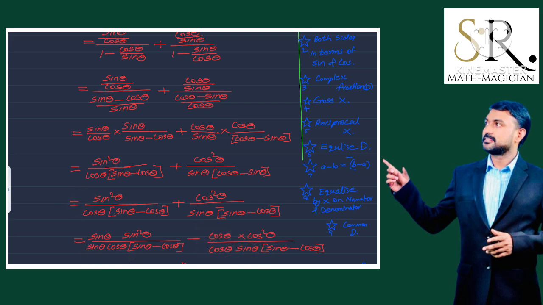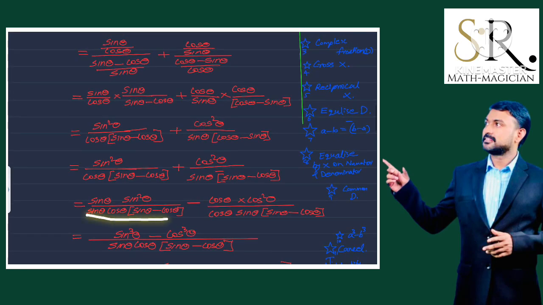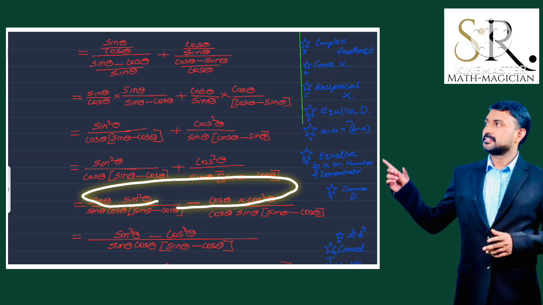So what is the benefit of that? The denominator will become sine cos, sine minus cos. Sine cos, sine minus cos. So the denominators are the same. In the case of addition or subtraction of fractions, equalizing the denominator is the first procedure. So we equalize the denominator. Now we can write the denominator commonly. What's the denominator? It is sine theta, cos theta, sine theta minus cos theta. Same. So one time only we have to write it, and we can write all the numerator together.